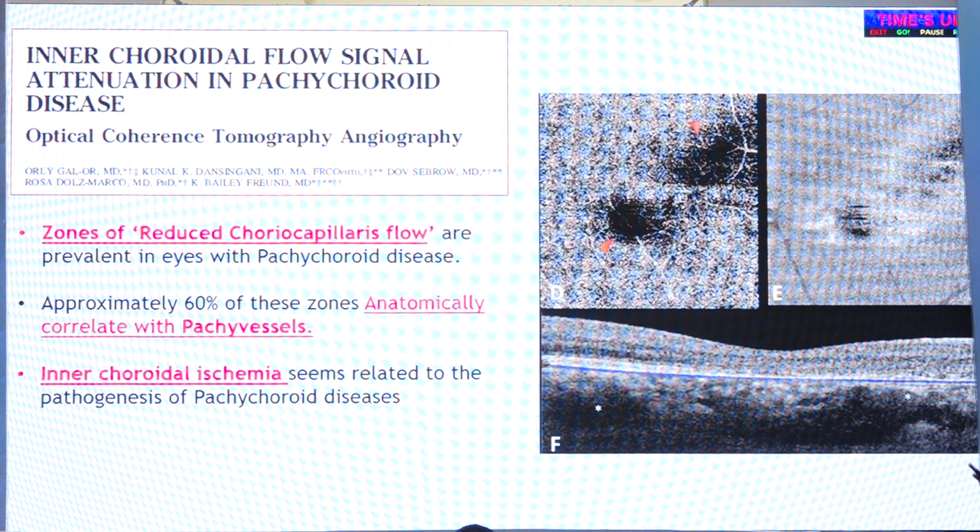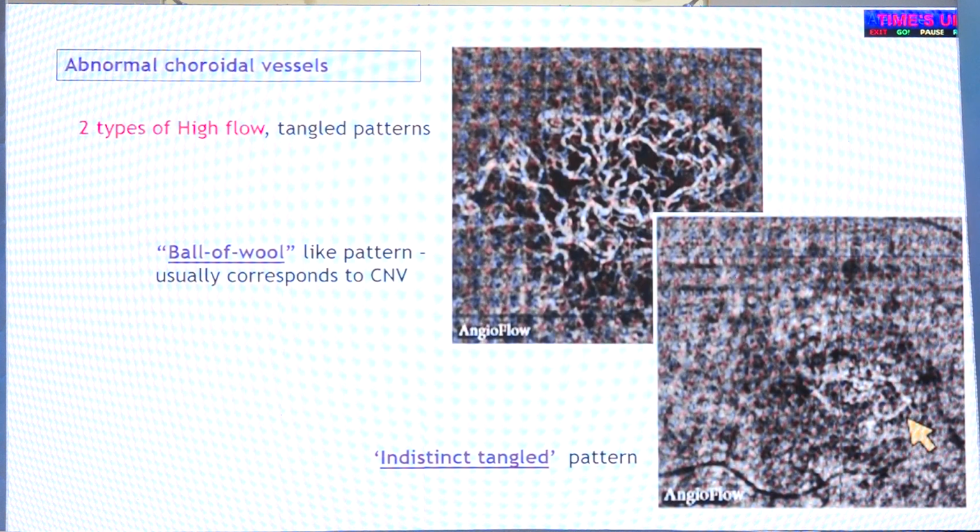And these low flow areas, or dark areas, usually overlap the pachyvessel area in swept source OCT and signify the presence of inner choroidal ischemia or choriocapillary ischemia that is causing the pathogenesis of central serous chorioretinopathy. It is hypothesized that there is an inner choroidal ischemia leading to the pathogenesis of this disease.